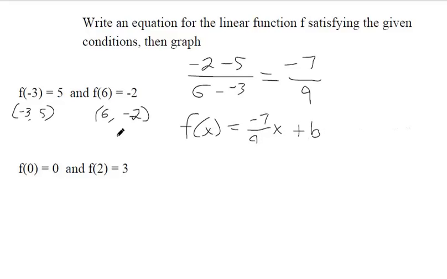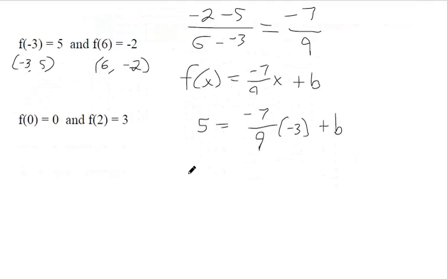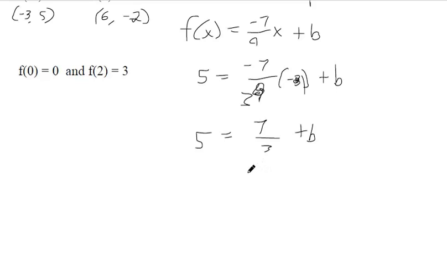So to find out b, you've got to plug in either of these 2 points. So I'll plug in -3 comma 5. So 5 is going to go in where my y values are supposed to go. And then -3 is going to go where my x values are supposed to go. And so we can multiply that -3 times this fraction, so we'll cross simplify. So -7/3 times -1, that makes +7/3. And then I'm trying to get b by itself, so I'm going to subtract that 7/3 from both sides.